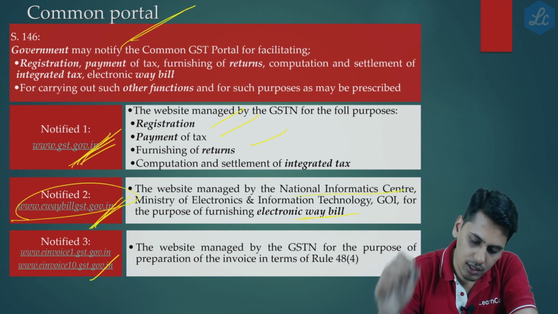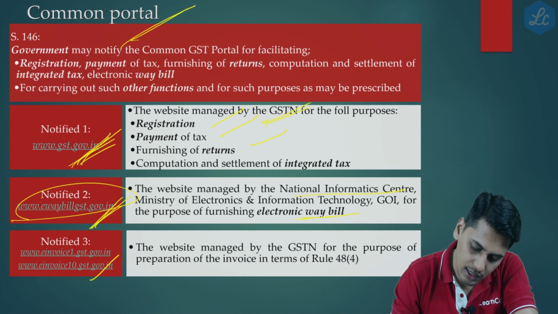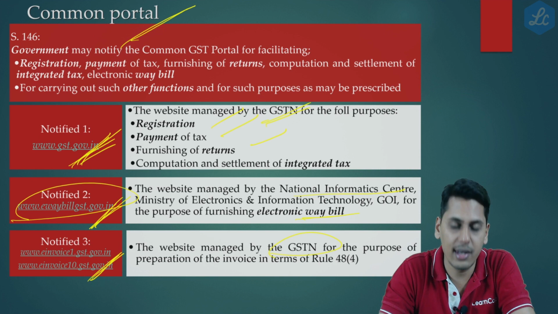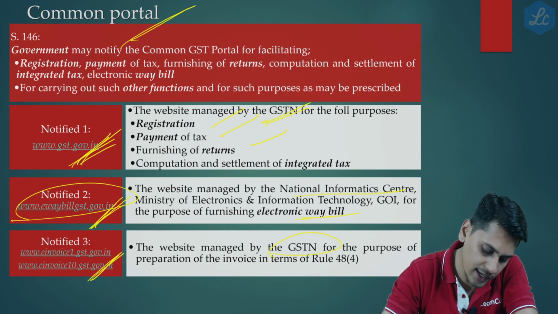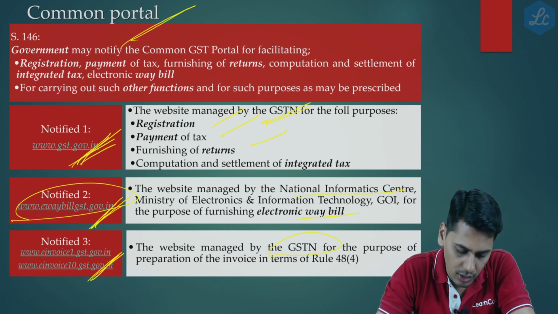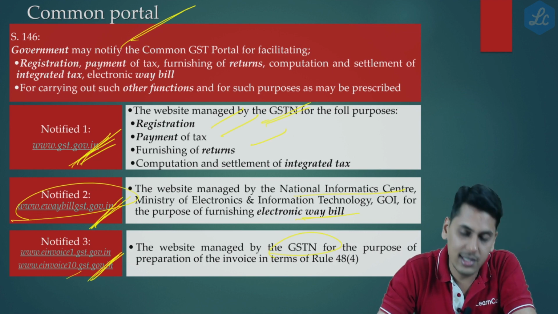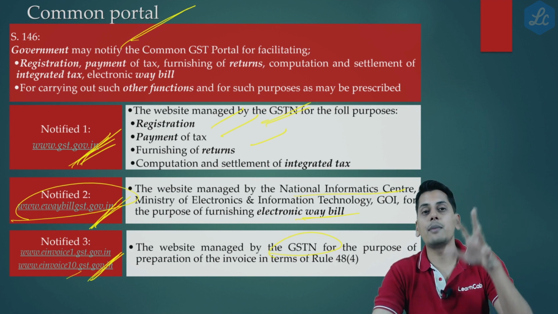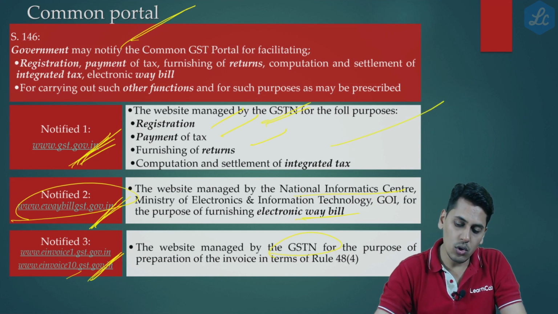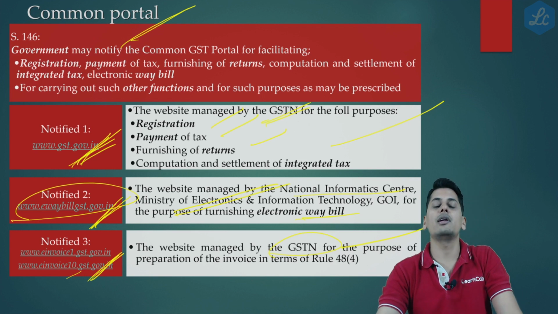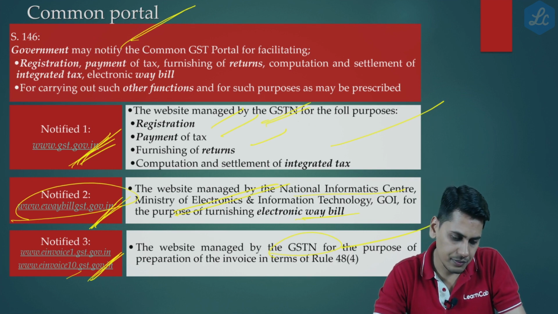The first common portal is managed by GSTN. The third common portal is also managed by GSTN. The third common portal, what we have seen now, it is www.einvoice1.gst.gov.in, ranging till www.einvoice10.gst.gov.in. So 3 types of common portals which are there. 2 of them are maintained by GSTN and one, the e-way bill one, is being maintained by National Informatics Center.